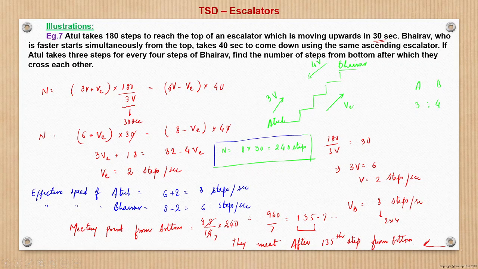This is the answer to this question. Right? We obtained the speed of everyone, the escalator, Atul, and Bhairav, and then since they had to cover this distance in opposite directions, using relative speed we could find that it's the 135th step from the bottom.